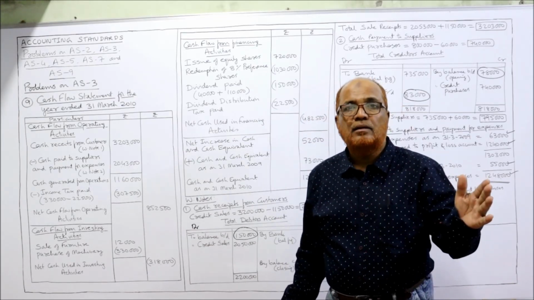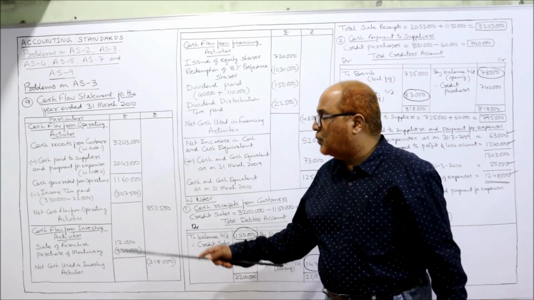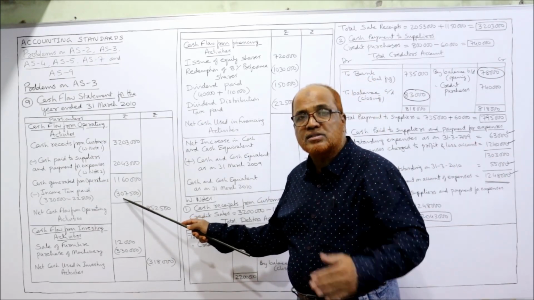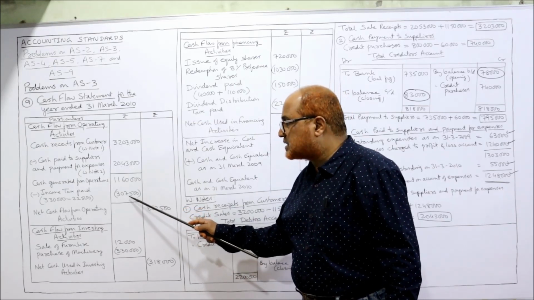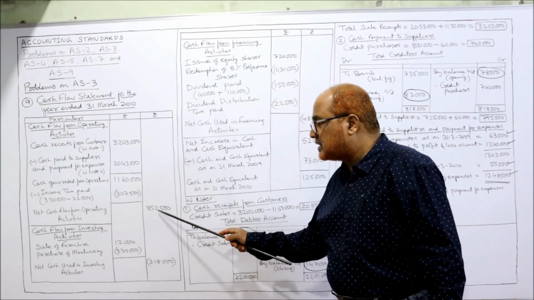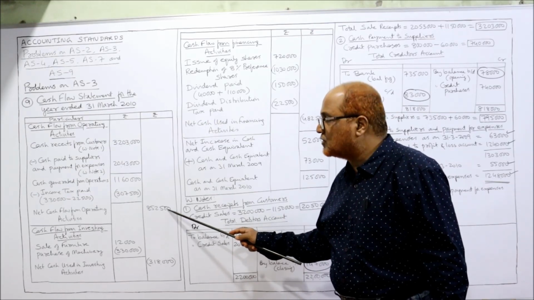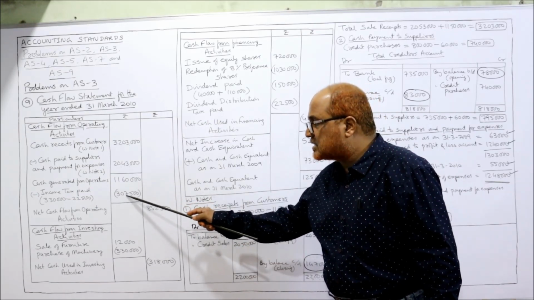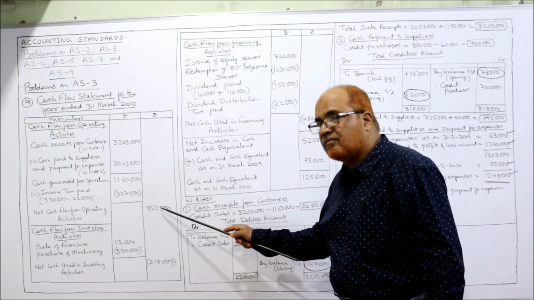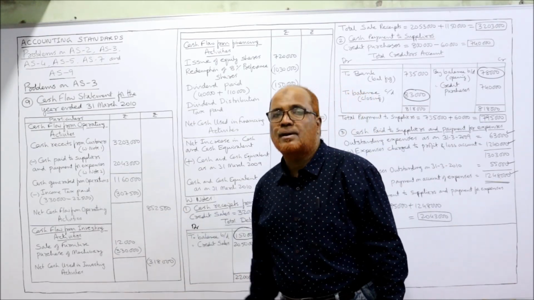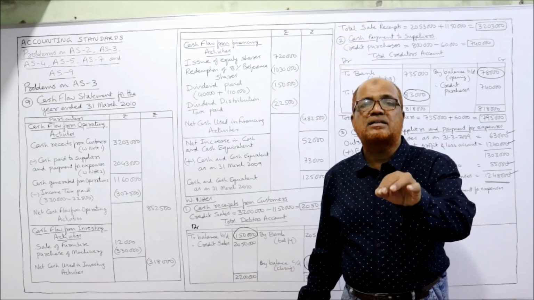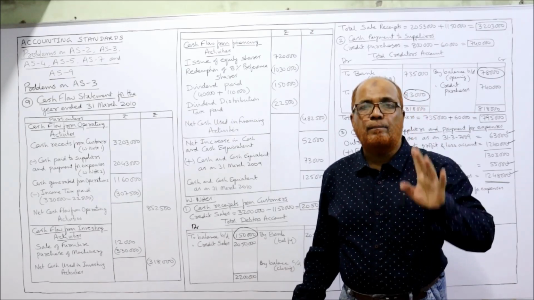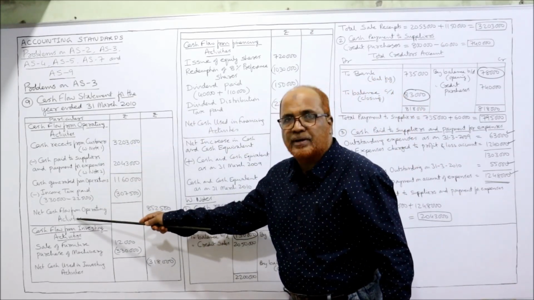This is paid. When something is paid, put it in bracket because there is cash outflow. So 11,60,000 minus 3,07,500, 8,52,500 positive. This is the net cash flow from operating activities. One part completed. Cash flow from operating activity.